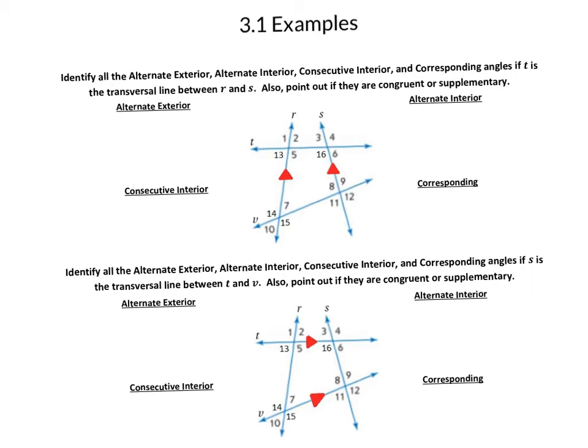Just going over labeling angles as alternate interior, consecutive interior, corresponding, or alternate exterior. And then I believe this is in 3.2, but it says also going to point out to you if they're congruent or supplementary. You know if these angles are going to be congruent or supplementary if you have parallel lines. So you can have alternate interior angles, alternate exterior angles, and all that stuff without having parallel lines. But if they're parallel, it helps you solve for missing angles knowing that some are congruent and some are supplementary. So I just kind of included that in my example here.